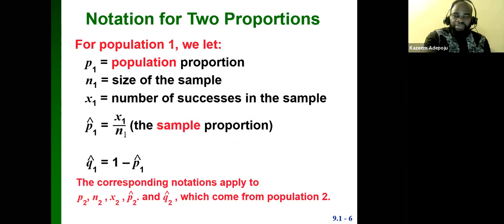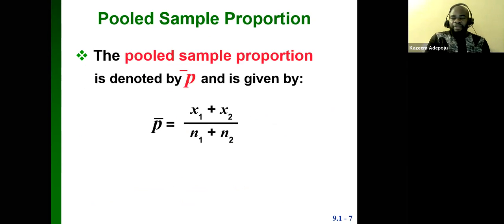Okay, so if that is what we have, then the next thing we can talk about is to pool the proportion. We have p1 and p2, okay? And how can we pool the proportion? Of course, pooling the proportion is just adding the number of successes in the two groups divided by the totality of the sample size, okay? Divided by the totality of the sample size.